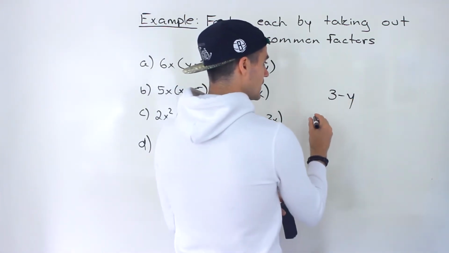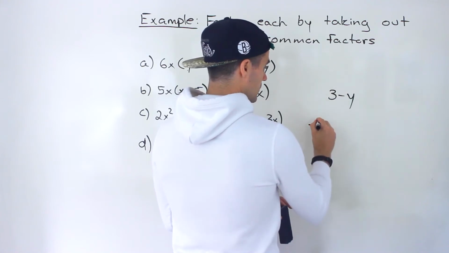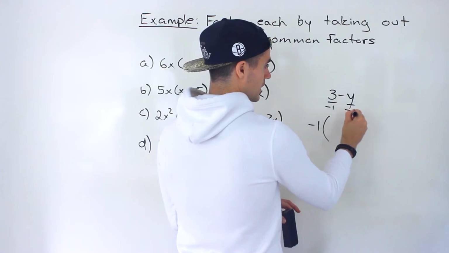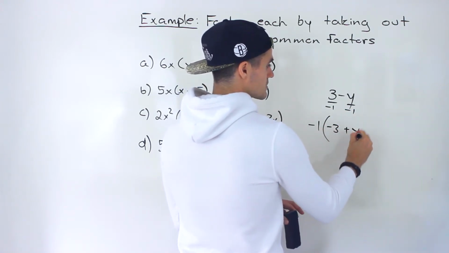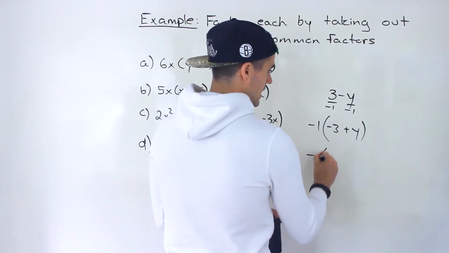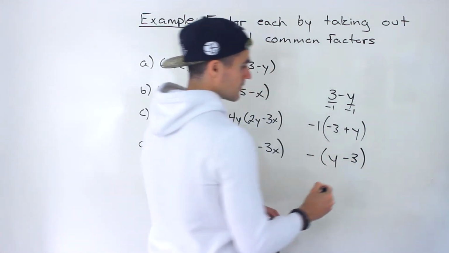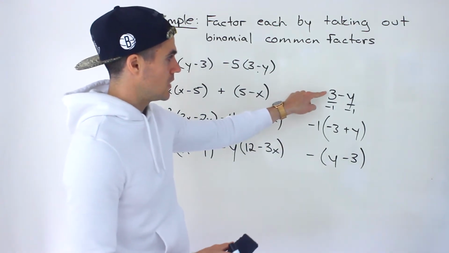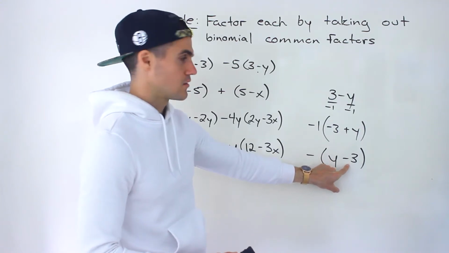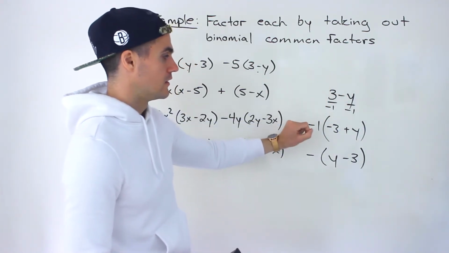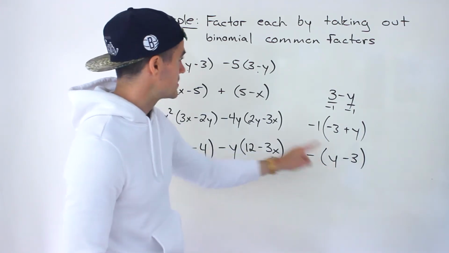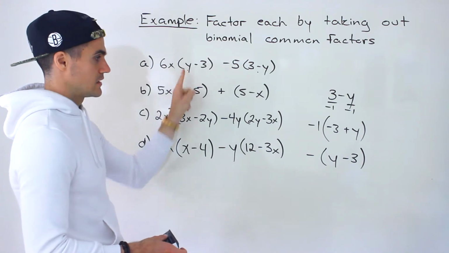And what we could do is take out a negative 1 from here. If we take out a negative 1, what would we be left with? Well, we just divide everything by negative 1. Basically, all of these signs would change like that. And then negative 3 plus y, that's the same as y minus 3. And so 3 minus y is the exact same as negative bracket y minus 3. I just took out a negative 1 from this. And so now notice y minus 3, y minus 3.